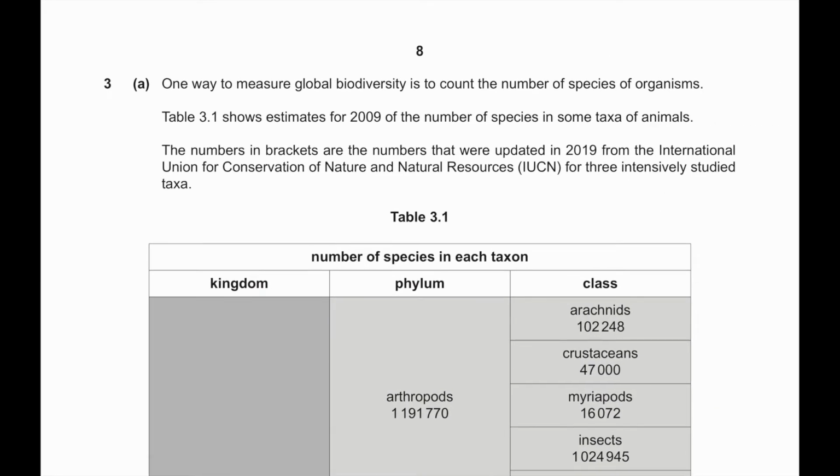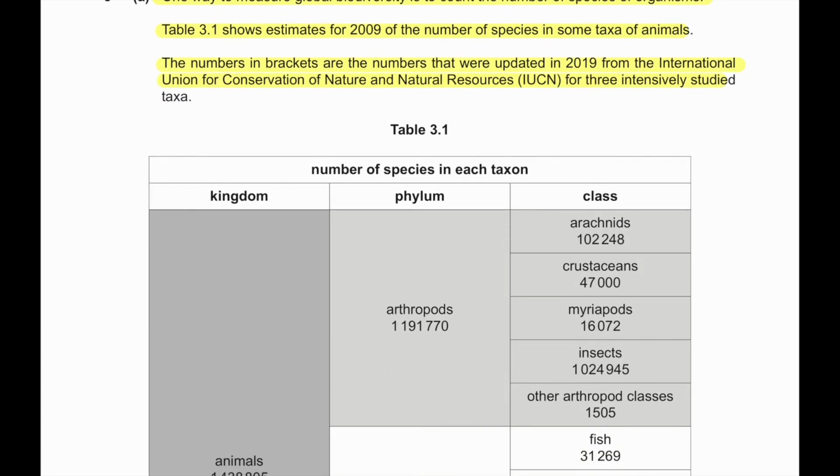Question number 3. One way to measure global biodiversity is to count the number of species of organism. Table 3.1 shows estimates for 2009 of the number of species in some taxa of animals. The numbers in brackets were updated in 2019 from the International Union for Conservation of Nature and Natural Resources, IUCN, for 3 intensively studied taxa.